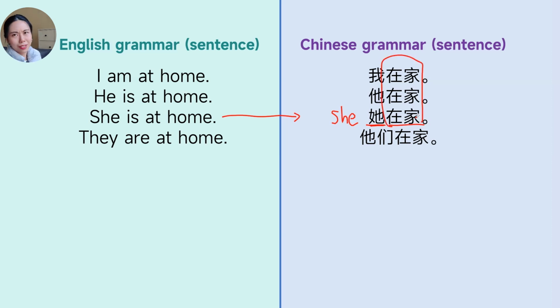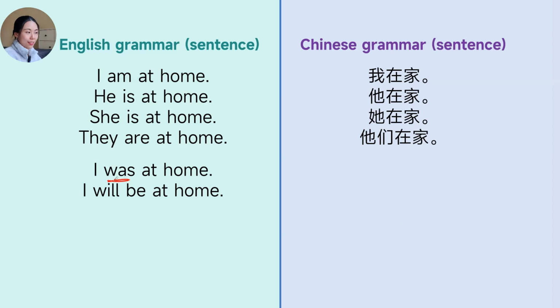See, they look the same. And they are at home. 他们. This 他们 is they. 在家. See, no conjugation. And there are more examples of conjugation, like when you talk about the past and the future, like I was at home, I will be at home, because you conjugate it, so you know whether it is in the past or in the future. But in Chinese, no, we never conjugate any words, which means we never change any words.